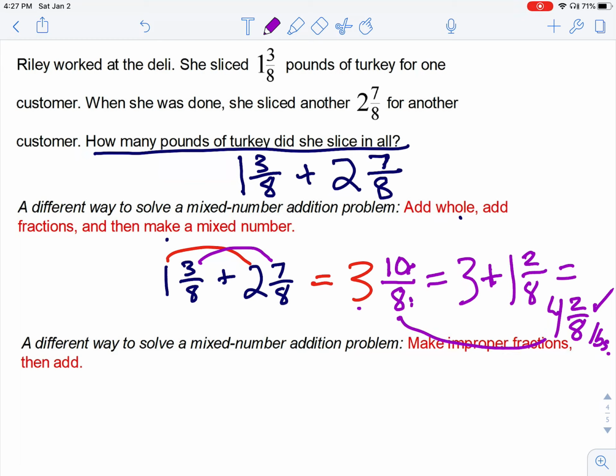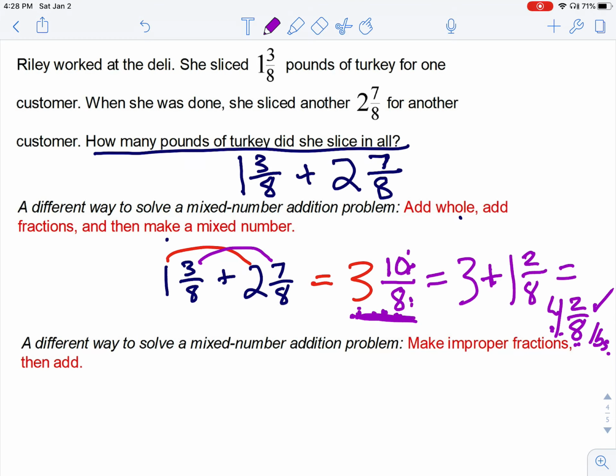Don't want to block that. But please do not leave your answer like this. It's terrifying to look at. We need to make sure we do the final step to convert it into a nice mixed number. No improper fractions floating around in your mixed number. It's okay to write that down because it helps us show our work and show how we got to the final answer, but don't leave it there.